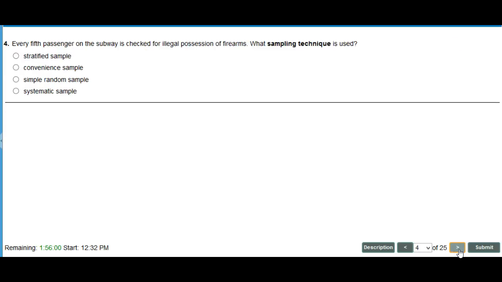Question 4. Every fifth passenger on the subway is checked for illegal possession of firearms. What sampling technique is used? Stratified sample, convenience sample, simple random sample, systematic sample.